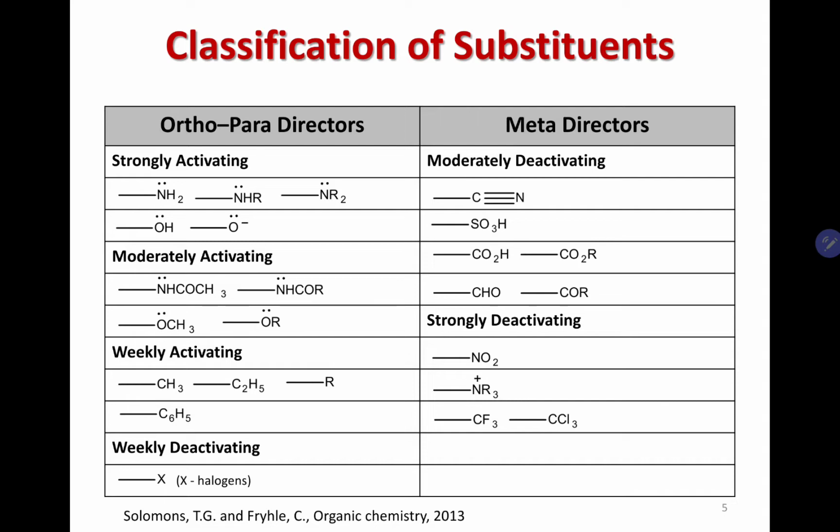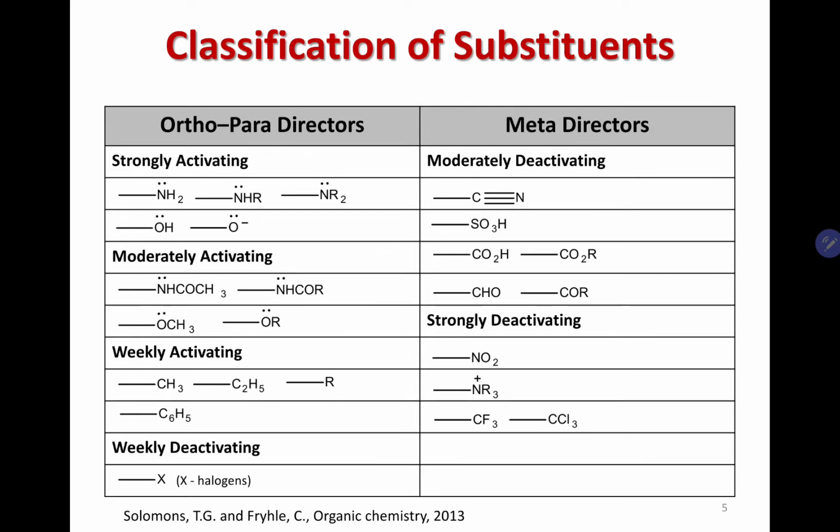So one thing you could do is try to memorize this table. Most people do that, and most people become very successful in memorizing this table. Or you can try to understand this table. That is the more preferred method. If you try to understand this table, you don't have to worry about anything. I can throw you a curveball. I might give you a substituent that you have never seen before. But still, if you understand this table, you can figure out whether it's an ortho-para director or a meta director, and then answer the questions.